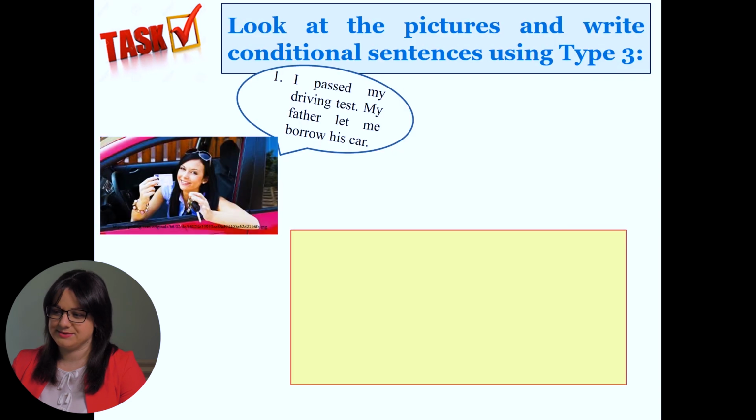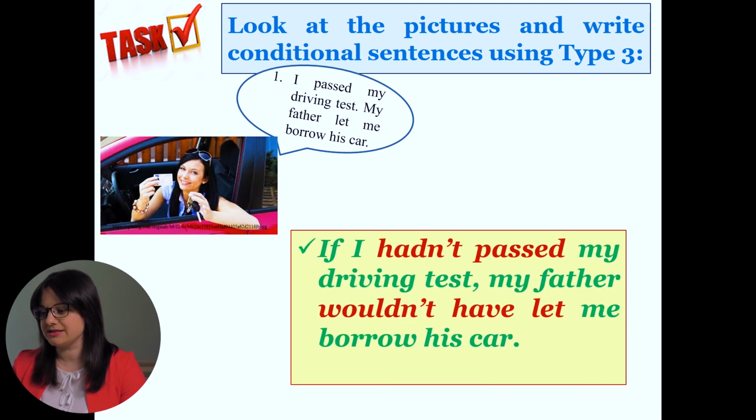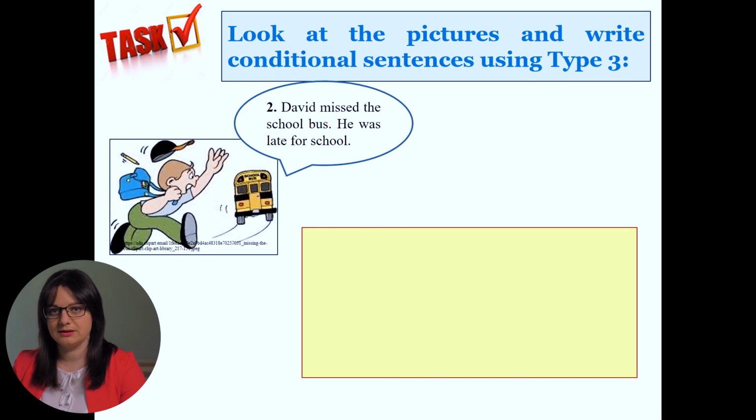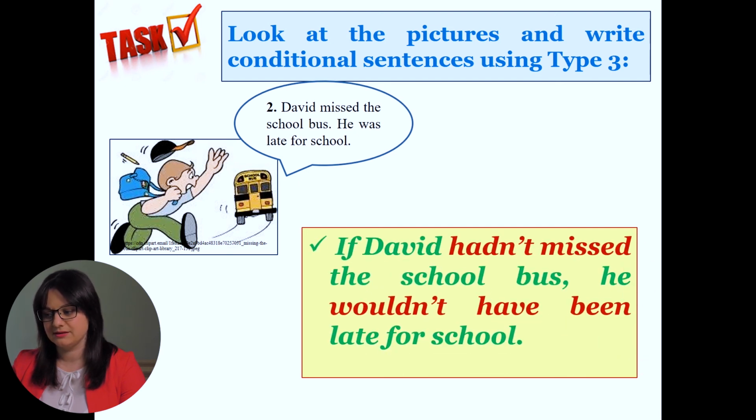The next exercise. Look at the pictures and write conditional sentences using type 3. Let's check. If I hadn't passed my driving test, my father wouldn't have let me borrow his car. Sentence number 2. Look at the picture. Write the sentence in your copybooks. Let's check. If David hadn't missed the school bus, he wouldn't have been late for school.